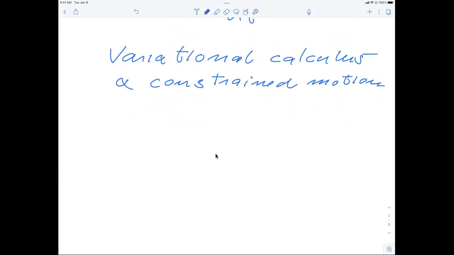But what we can do is, by a very small change in this Lagrangian, we can derive the equations of motion when you have a constraint on the motion. So let me show you a very classical example.